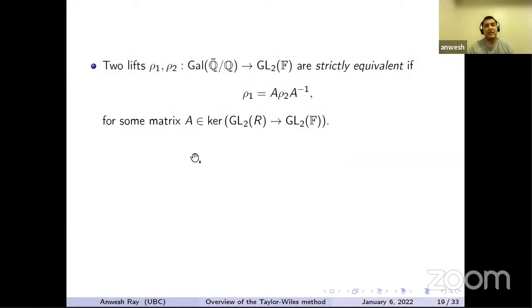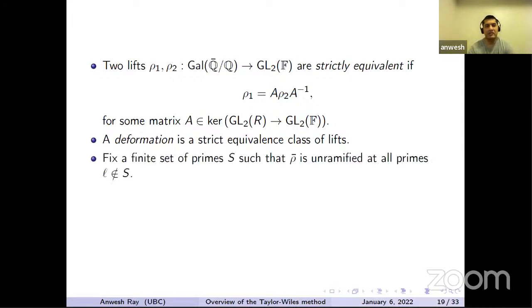And suppose we take two R-lifts, rho one and rho two. I'm sorry, this is a typo, this should be GL2 of R. So two R-lifts are strictly equivalent if they are conjugate by a matrix in GL2 of R which reduces to the identity modulo the maximal ideal. This is just a notion of equivalence between two R-lifts. Okay, so a deformation is just an equivalence class of such lifts. It's a fancy word, but that's all it is: an equivalence class under this conjugation equivalence.